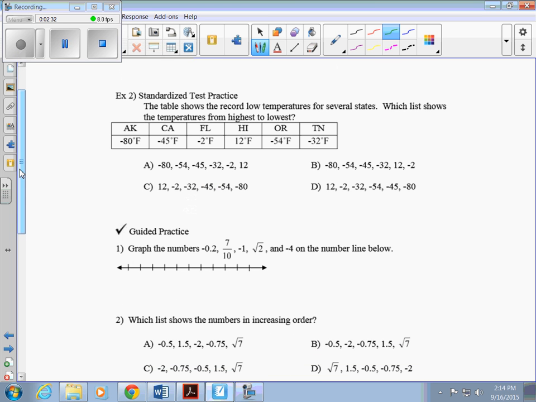In example 2, we're talking about the standardized test practice. It says a table shows record low temperatures for several states. Which list shows the temperatures from highest to lowest? So we want those numbers from the highest degree down to the lowest degree. We have to look through and see which one of these it is. Obviously, if we look through these, we see that the highest to lowest is, in fact, C.